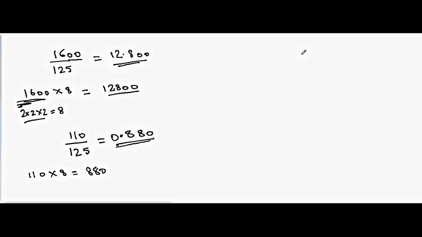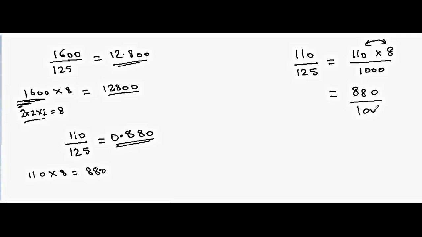So again, how I come up with this trick is, I have 110 and I have 125, so that will be equal to 110 into 8 divided by 1000. So in this case I'm just multiplying the number by 8 and then dividing by 1000. So that's equal to 880 divided by 1000, that's equal to 0.880.